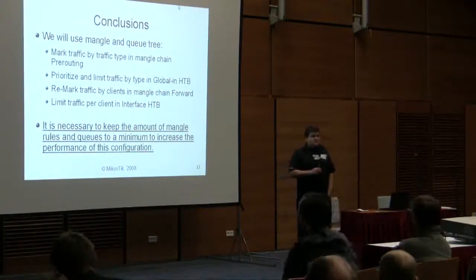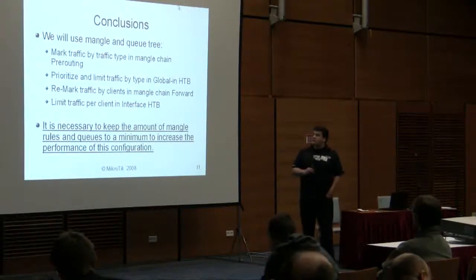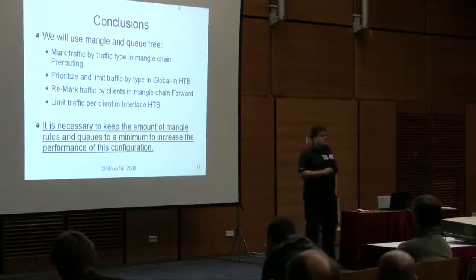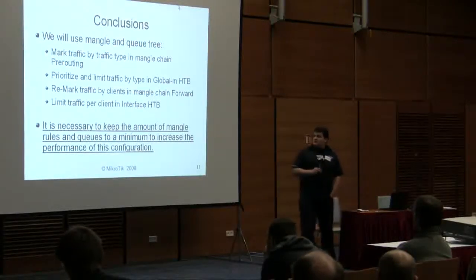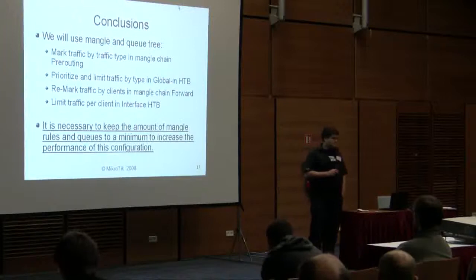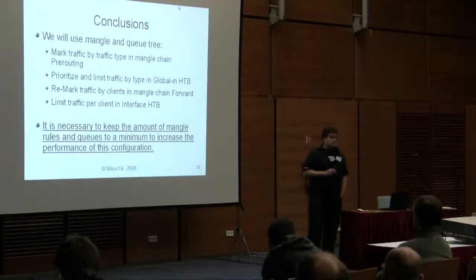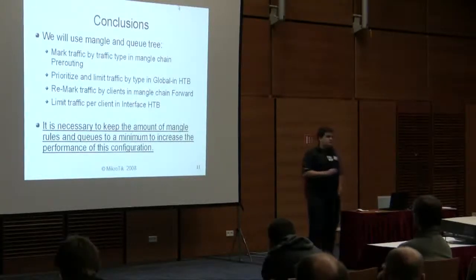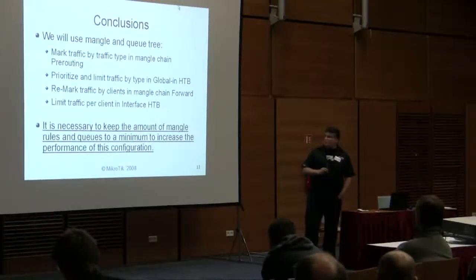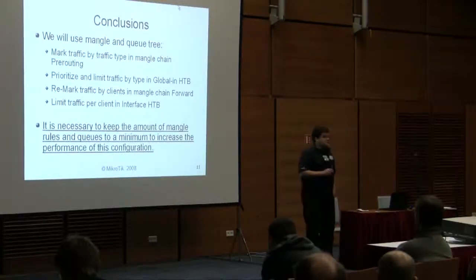So let's make some conclusions of it. So for this setup, we will use mangle and Q3. The traffic will be first marked in mangle chain pre-routing. Then we will limit it in global in HTB. Then we will remark traffic. In my case, I don't have any proxy or something. That's why I will stick to the forward. And I don't have a Masquerade. So that's why, I'm a lazy person, I want to simplify my mangle rules. I will limit traffic on the interface HTB.